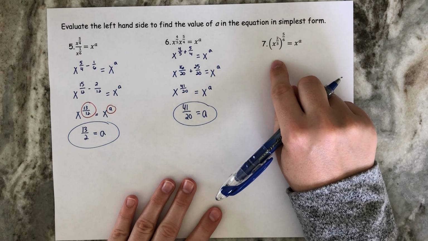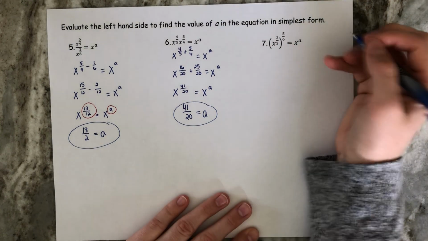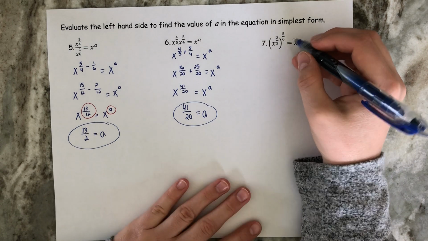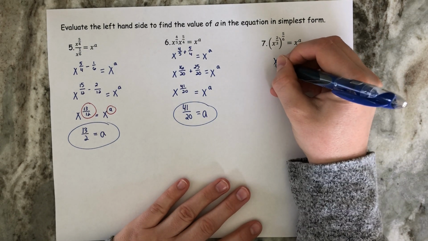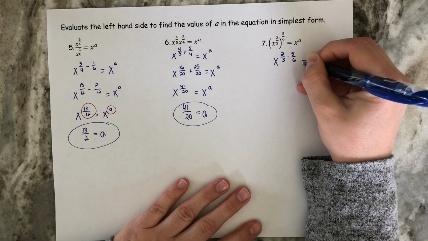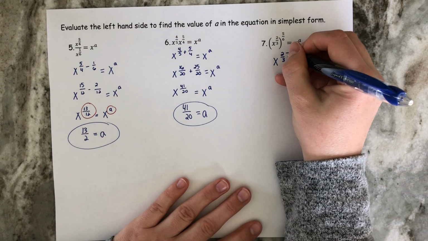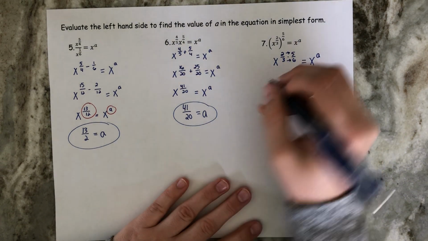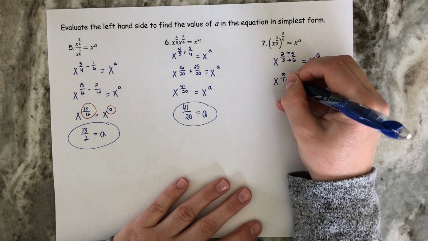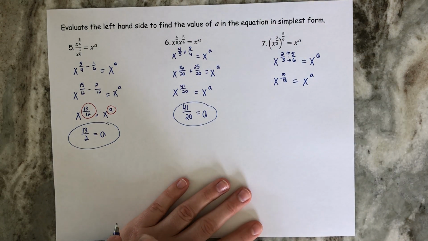And the third type of problem you'll see is something like this, where you have a power to a power. So remember, the power rule of exponents is where you multiply these exponents together. So this is going to be x to the power of 2/3 times 5 over 6 equals x to the power of a. When you multiply two fractions, you just multiply straight across in the numerator and denominator. So 2 times 5 is 10, 3 times 6 is 18. So that's x to the power of 10 over 18 equals x to the power of a.